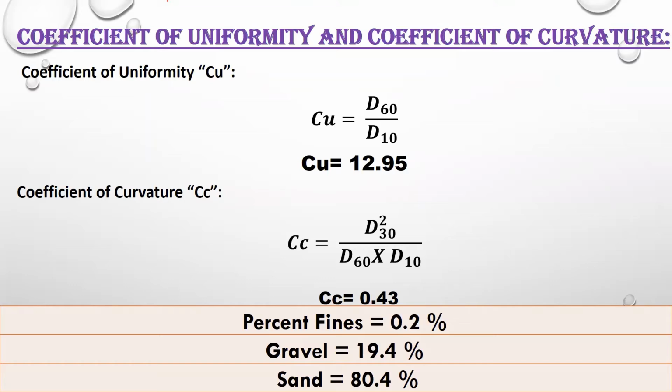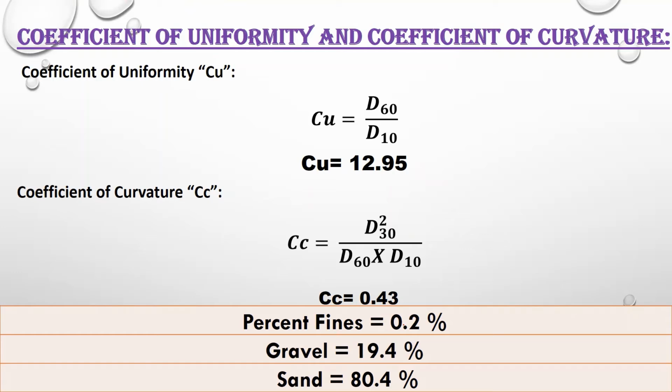We are just concerned to understand the coefficient of uniformity, coefficient of curvature, D60, D10, D30, percent fines, gravel, sand, and all that. So Cu is equal to D60 upon D10, and the answer comes out to be 12.95. The formula for Cc is D30 squared divided by D60 times D10, so you will get coefficient of curvature equal to 0.43.